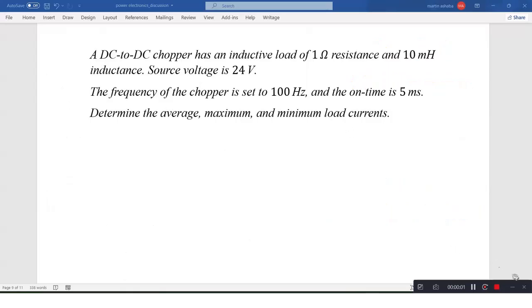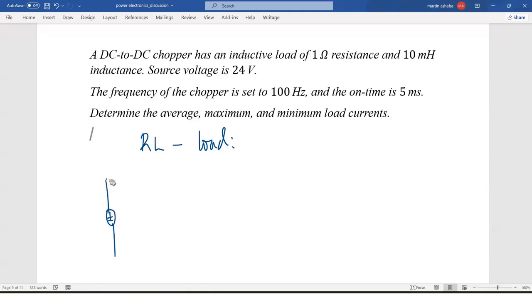Hello dear colleagues, in this discussion we are talking about a DC chopper that has an inductive load. In other words, it's going to be a step down DC chopper that has an RL load. So this is how it looks like.